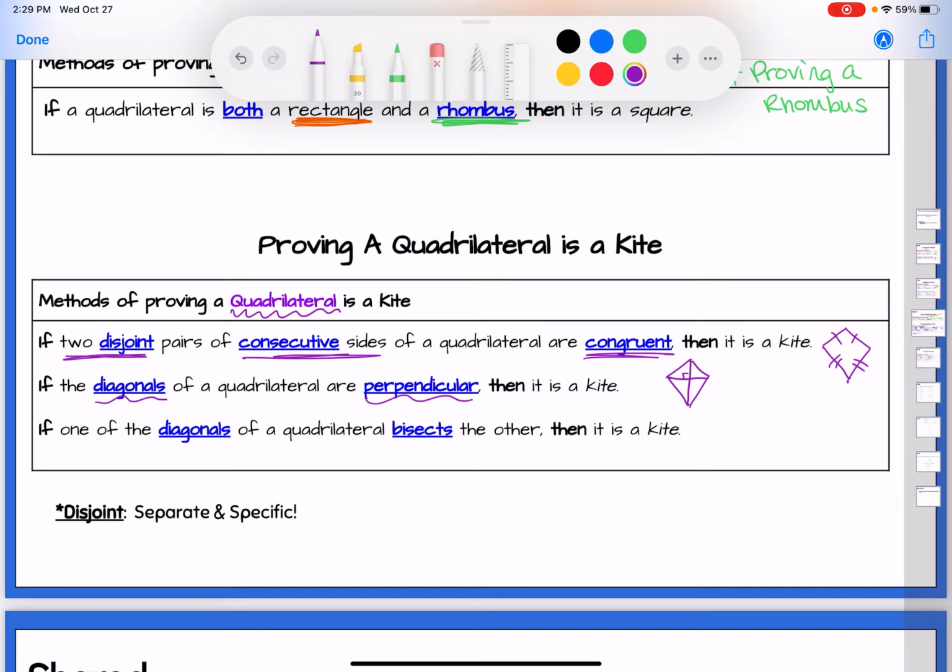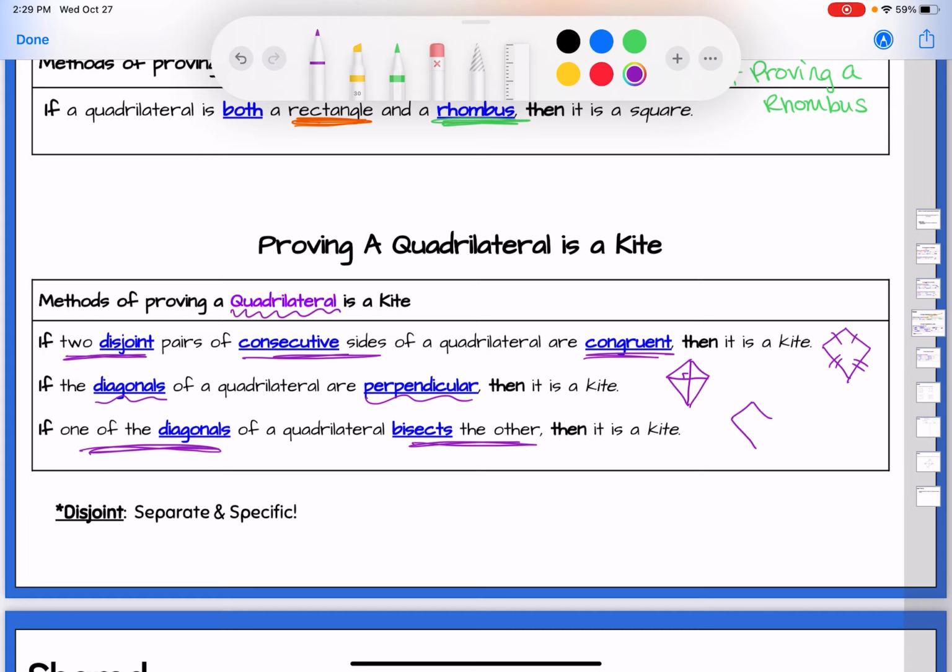So if you just prove that those diagonals are perpendicular, it's got to be in that kite family tree, right? Which connects to rhombus, and it connects to square. But that's all I need, is that it's perpendicular, and I'll know it's a kite. The last one here, if one of the diagonals of a quadrilateral bisects the other. So if one diagonal is bisecting, then it's a kite.